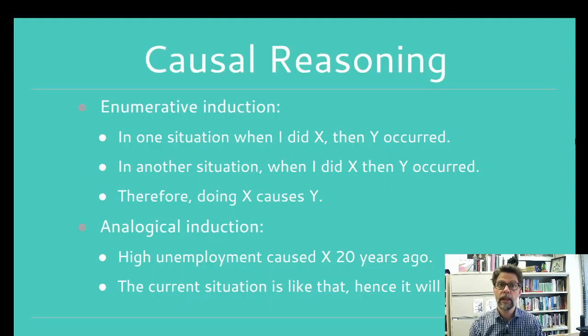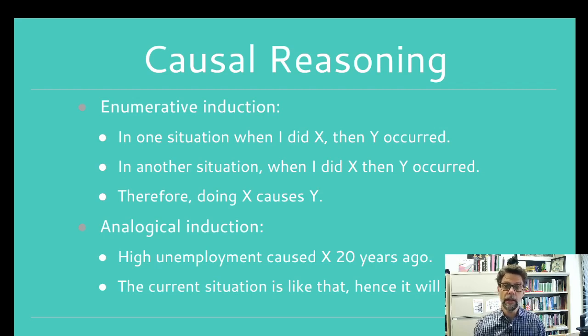I do want to mention that we can support causal claims using argument patterns we've seen. We've seen enumerative induction, and we've seen analogical induction. Someone could argue using enumerative induction to say, here's a situation where when I did X, Y occurred. Another situation, X happened and Y occurred. Therefore, doing X causes Y. There's a statistical kind of correlation. This is enumerative induction, right? We might look at samples of situations where X leads to Y or X leads to other things and see of that sample how many times X leads to Y.